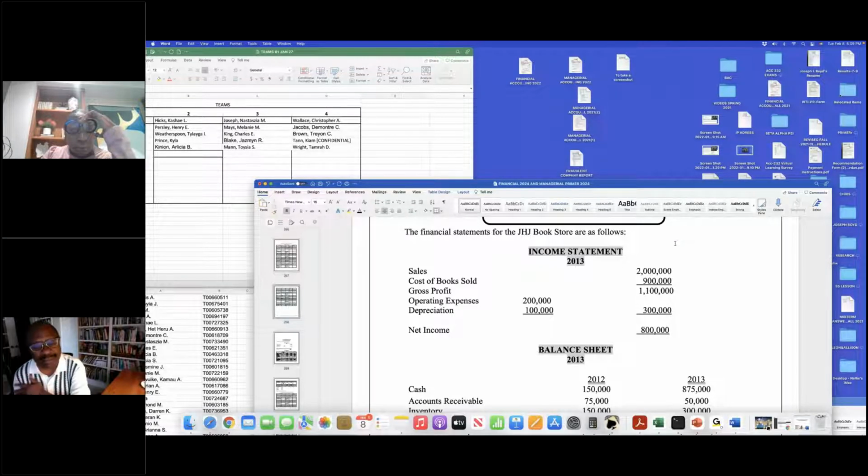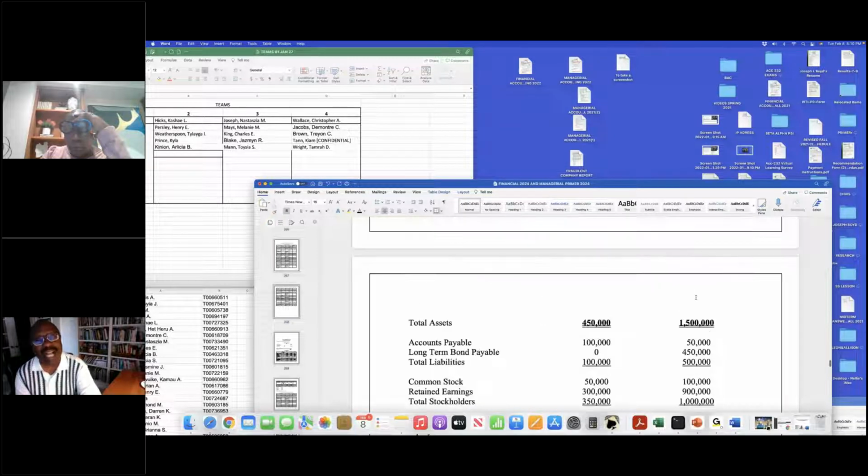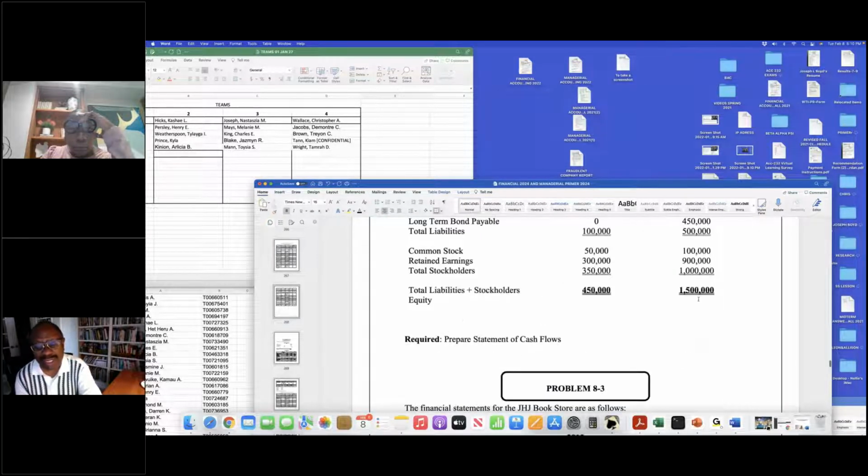You got an income statement. What does it say the net income is? 800,000. Yes. As y'all try to make it difficult. And how much is the depreciation? 100,000. That's it. All right, let's go to team 3.